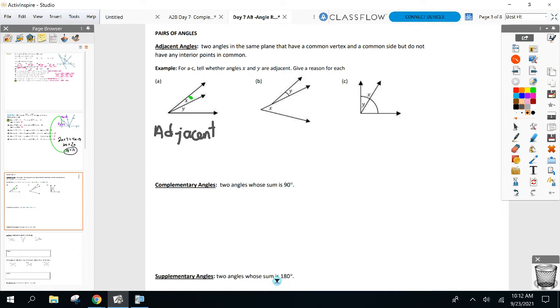All right, how about B? What do you think about B? No? Why not, Luke? They're next to each other. They don't share a vertex. Done. They don't even share a vertex. So forget about looking at the other stuff. They don't even share a vertex. So not adjacent here.